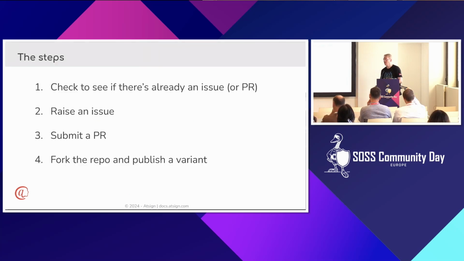So without spending too much time on it, these are the steps that we try to go through when we know that we've got a vulnerable dependency and it hasn't already been fixed. Step one, check to see if there's already an issue or a pull request out there. Step two, raise an issue. Step three, submit a PR with the fix for the issue. And then finally, step four, if we must, fork the repo and then publish a variant of it.